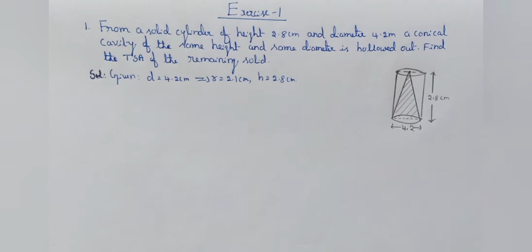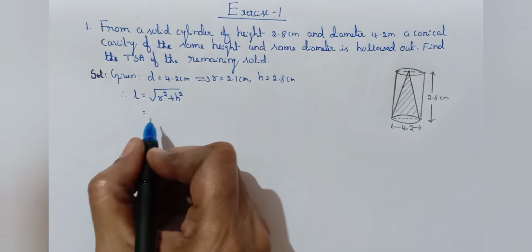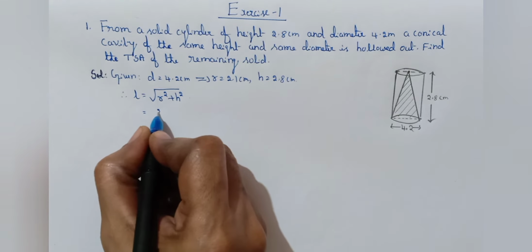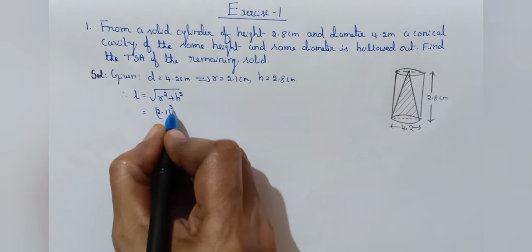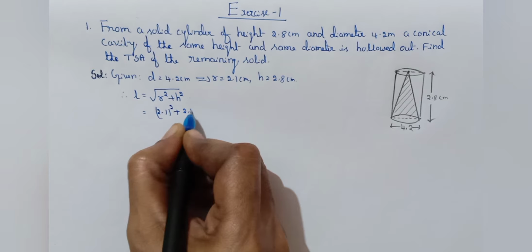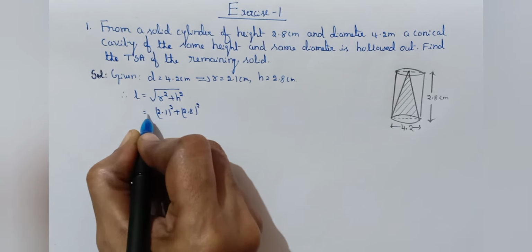To find the total surface area of the solid, first we have to find out the slant height. The slant height is equal to the square root of r square plus h square. The radius is 2.1 whole square and the height is 2.8 whole square.